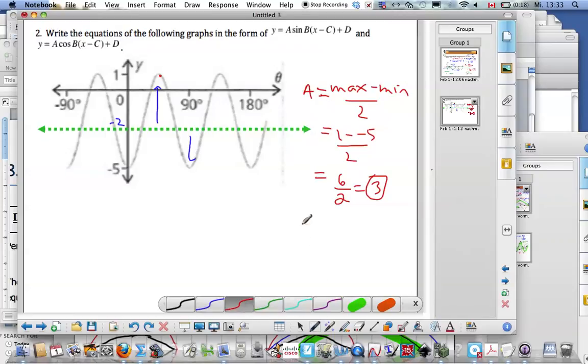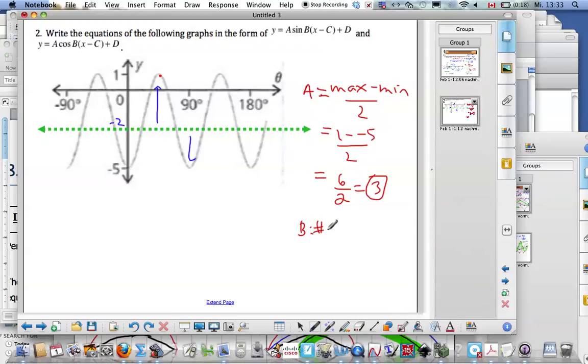Okay, let's keep going. Remember, B is always the number of cycles in 360. Look, here, one cycle is 90 degrees, two is 180. So how many are we fitting in 360? 4. Before I put 4, I do like the formula as well. Remember, the formula is always 360 divided by the period. The period is how long one turn is, right? Yep, 90. So that's why it's 4. So now we found A and B.